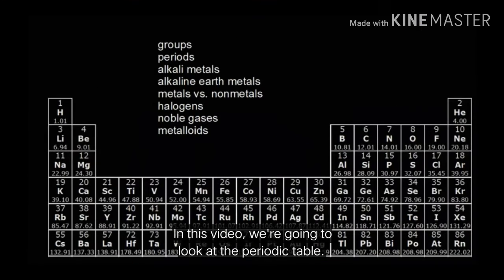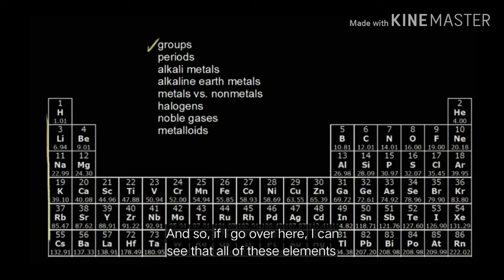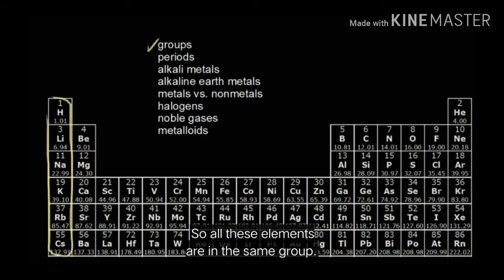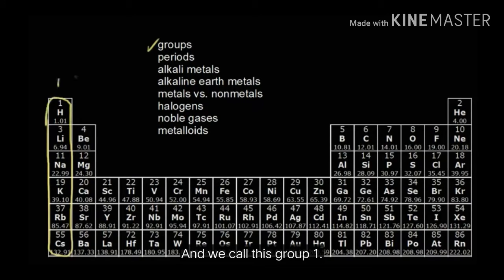In this video, we're going to look at the periodic table and we're going to classify the elements into groups. As we go through these terms, I'm going to be checking them off. So the groups are the vertical columns on the periodic table. If I go over here, I can see that all of these elements are in the same vertical column. So all of these elements are in the same group, and we call this group 1.